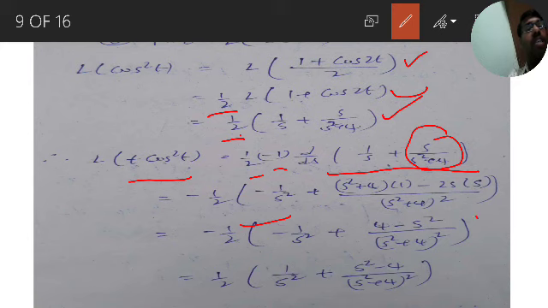So after simplification it is minus 1 by 2 into minus 1 by s square plus 4 minus s square by s square plus 4 whole square, multiplied by minus, what you get, 1 by 2 into 1 by s square plus s square minus 4 by s square plus 4 whole square. Are you able to get it?